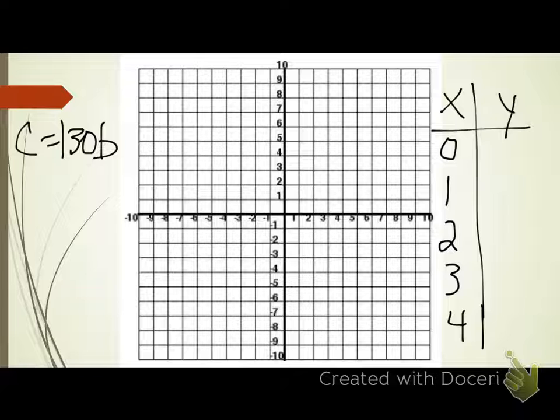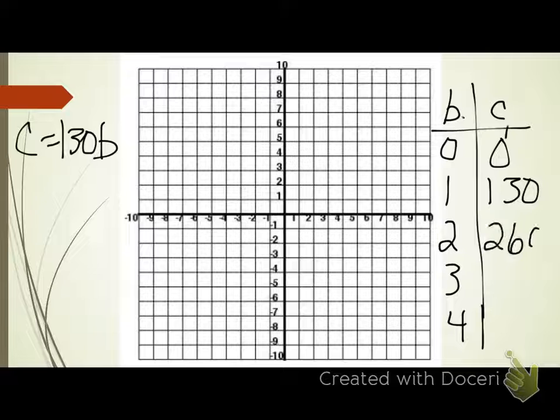So if I plug 0 in, if I eat 0 bars, how many calories have I consumed? 0 calories. I don't need to have x, y up here. I need to have b, c. If I eat 1 bar, how many calories have I consumed? Does everyone see where I'm getting these c values from? If I eat 2 bars, how many calories have I consumed? 260. 3 bars, 390. 4 bars, 520. That's where I'm going to stop.